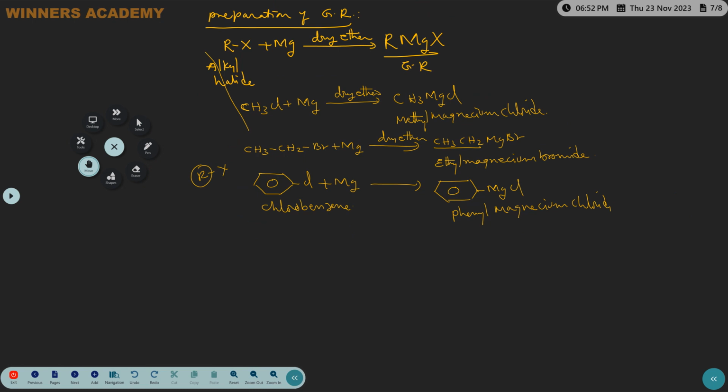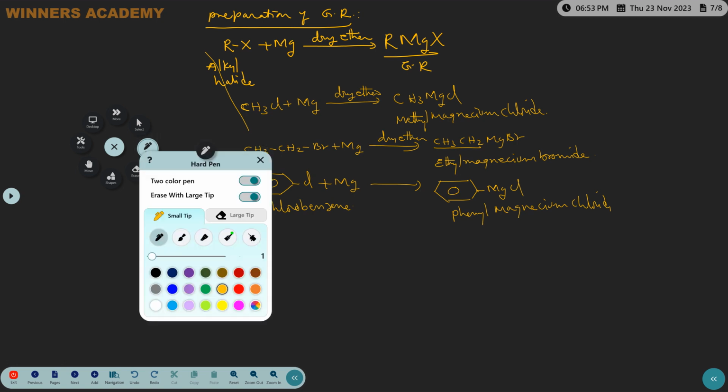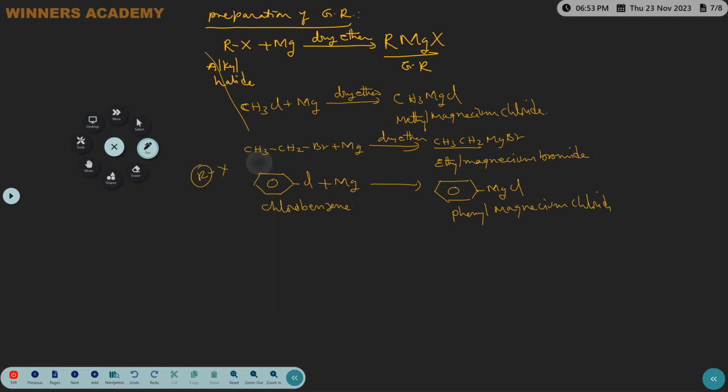So with the help of Grignard reagents, we can prepare alkanes. So how do you prepare alkane? Now look at the board. See, it can be prepared like this. Alkane can be prepared from Grignard reagent. For example, CH3MgCl, methyl magnesium chloride. Hydrolysis. Hydrolysis means treating with water.